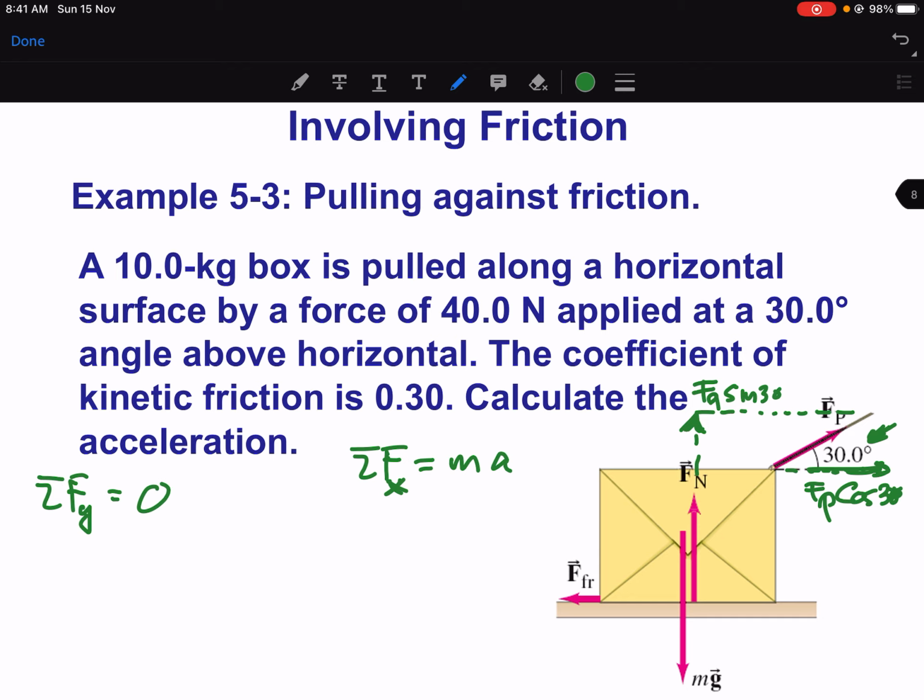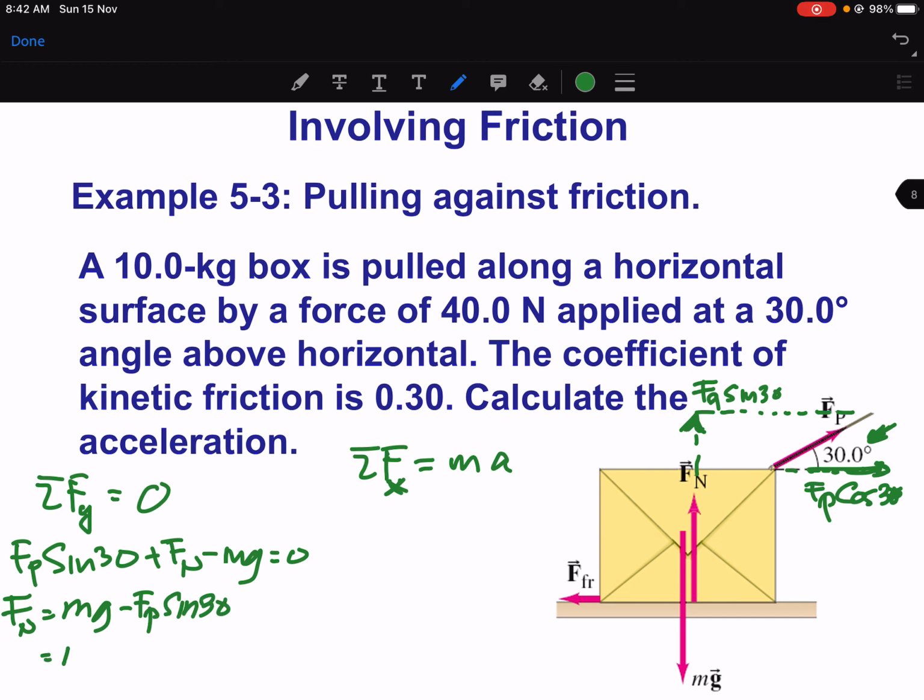Now let's see the Fy first. What are the forces involved in Fy? There are three forces. First is Fp, of course, Fp sine 30. Second is Fn, then minus mg, equal to 0. The forces that go upward are plus, which are Fp sine 30 and Fn. The force that goes downward is mg, so that one will be minus, because they have opposite directions. So Fn will be equal to mg minus Fp sine 30.